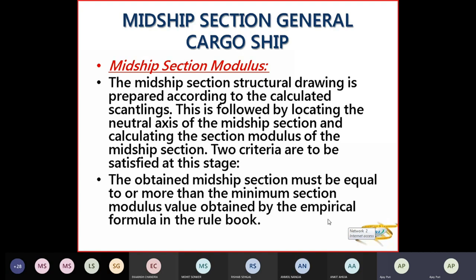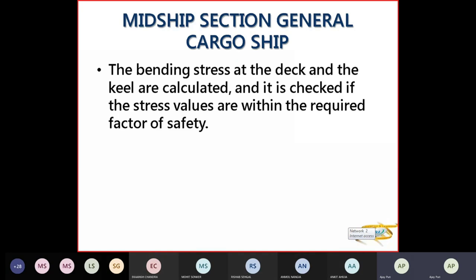Now to obtain your midship section, first the section modulus should be equal to or more than the minimum section modulus value obtained by numerical formula as per the rule book, which you've done in stability. The bending stresses at the deck and the keel are calculated, and it is checked if the stress values are within your factors of safety.